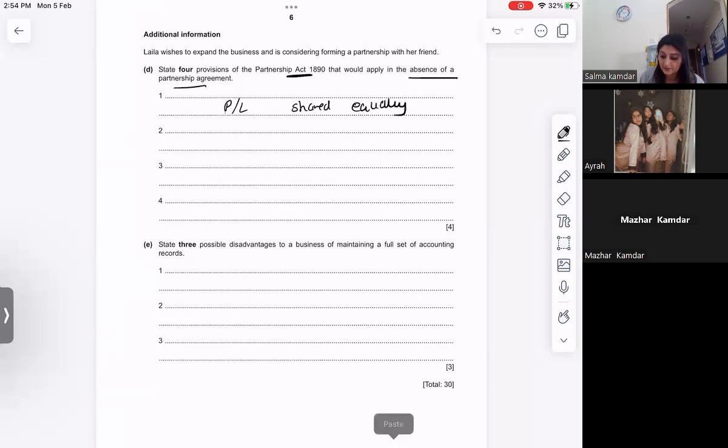Drawings are taken at 6%. No interest on capital. No interest on drawings. No salary, no commission. But interest on partner's loan, how much? 5%. Okay.